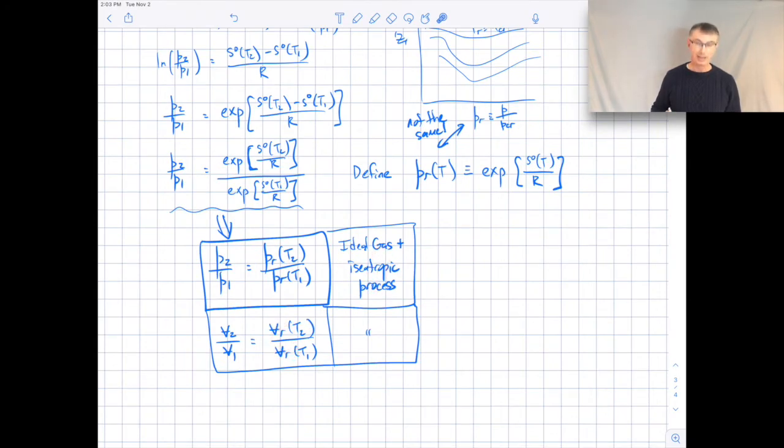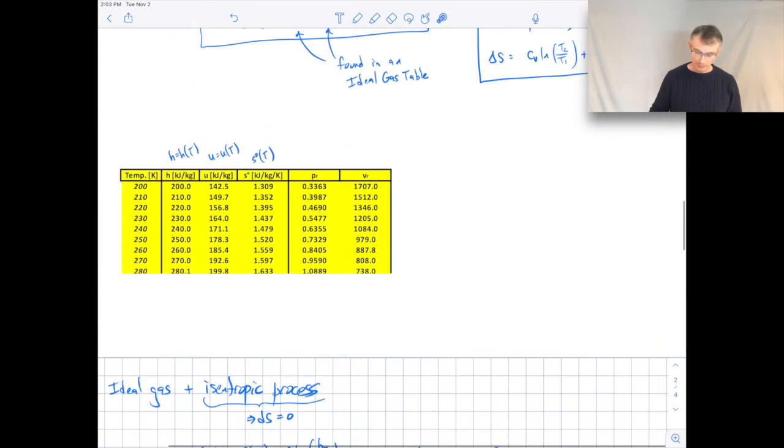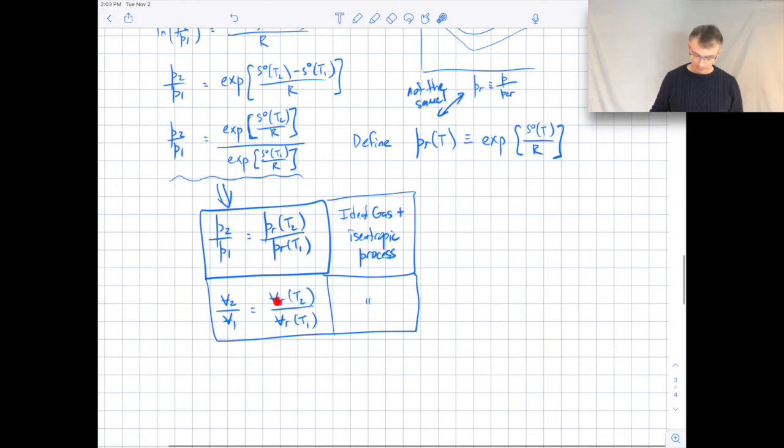The V sub r, it's not a reduced specific volume, it's just a V sub r. It's a function of temperature, and it's also pre-calculated for you. It's right here in this column. Just like P sub r, we have V sub r here. So this is not a specific volume, it's just a function of temperature. It's just an unfortunate choice of symbols. But this gives us a nice relation between specific volume and temperature for an ideal gas in an isentropic process. So both of these are for an ideal gas undergoing an isentropic process.